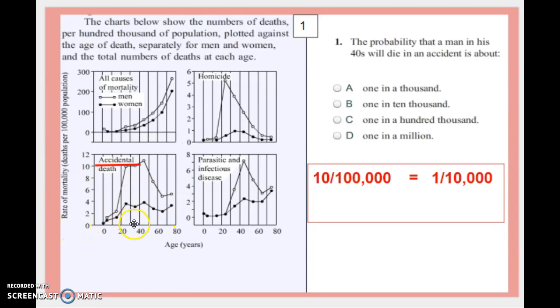We're going to go over to 40. Go straight up until we hit the line that has the men in it, and then we just draw a line straight over to see the rate, and that means there's 10 right here for every 100,000. Now that's a bit of a problem when we look at the answers because look, they're all in 1 in so many millions, thousands, things like that. So that's okay because we can reduce these. So we just remove a 0 from both ends, and we have 1 over every 10,000, and those are equal. Those are equivalent ratios, and so 1 in 10,000 is our answer.